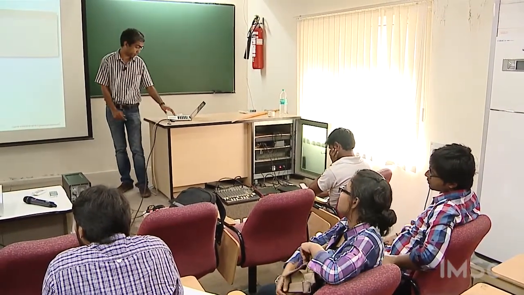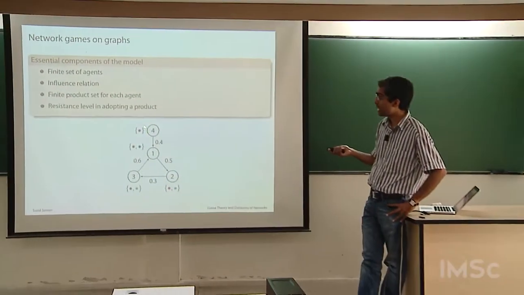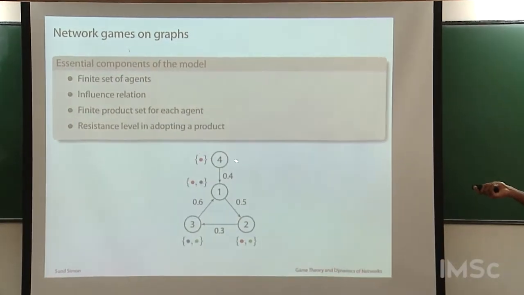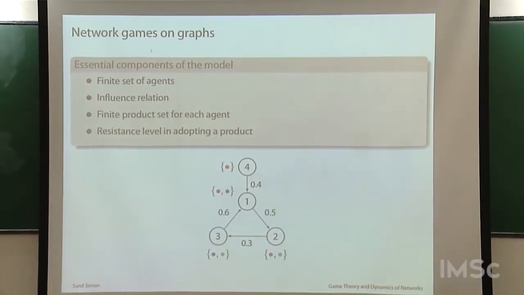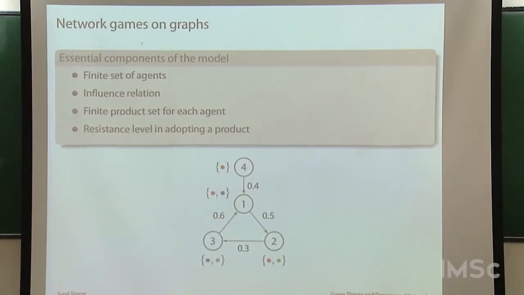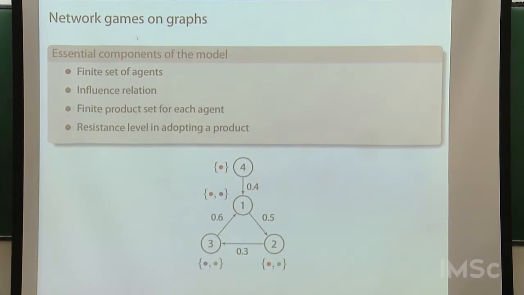Okay. So now we associate with each agent, which is a node in this graph, a finite set. I'm just using colors to represent this set. These are intended to be products, some finite set of products. And we said there is a resistance in adopting a product.